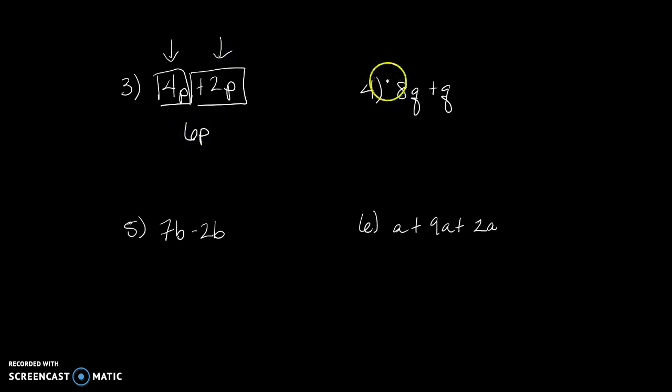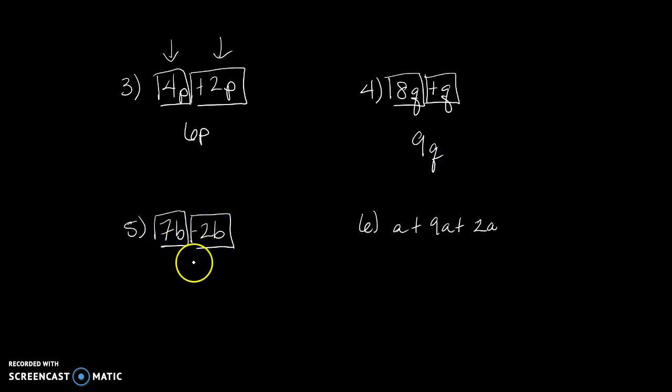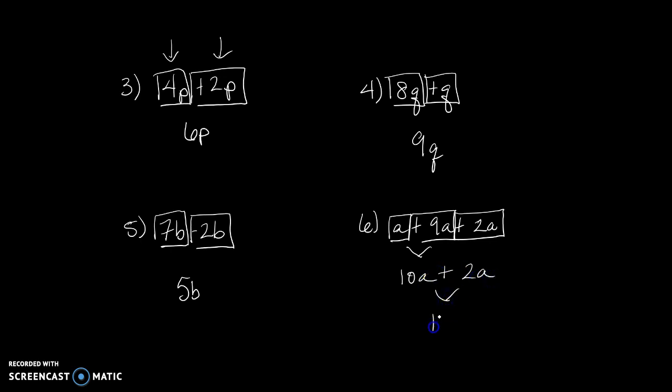Okay? All right, number 4, we have 8q plus q. We're just going to add those together and we get 9q. And then in number 5, we have 7b minus 2b. So 7b minus 2b is going to be 5b. All right, now in number 6, we've got 9a plus 2a plus 2a. So I'll add the first two first. I've got 10a there, and then I've still got plus 2a, so I'll add those together, and I get 12a.